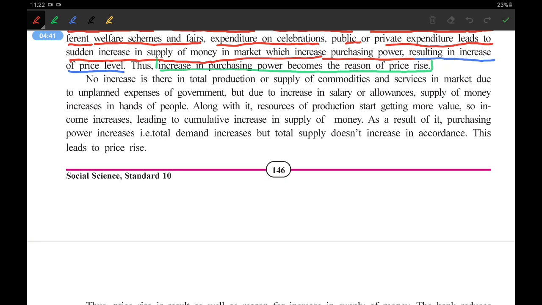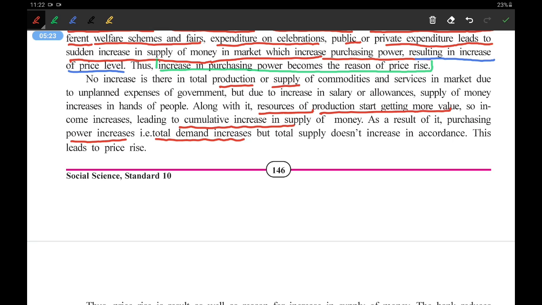No increase is there in total production or supply of the commodity. See, the production or supply of commodities and services in the market is not changed due to unplanned expense of the government, but due to increase in salaries or allowances, the supply of money in the hands of people increases. Along with this, resources of production, land and other things, start getting more value. So income increases, leading to a cumulative increase in the supply of money. As a result of it, purchasing power increases. See, purchasing power of the people increases as salaries and other things have been increased, but the supply of things has not been increased. That is, total demand increases.